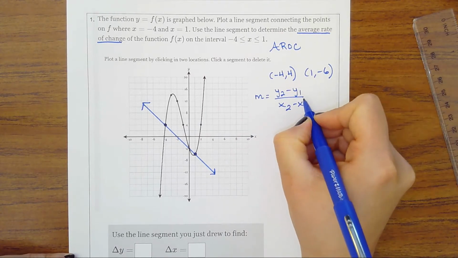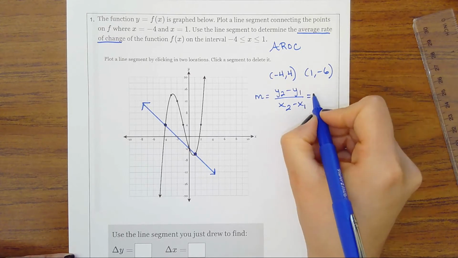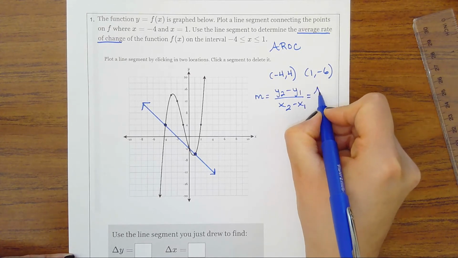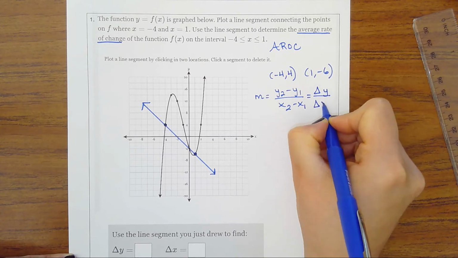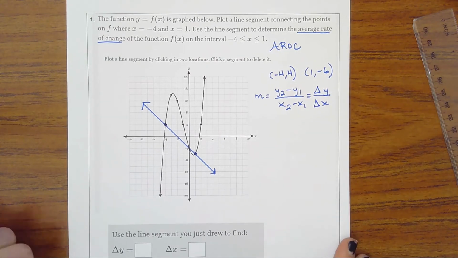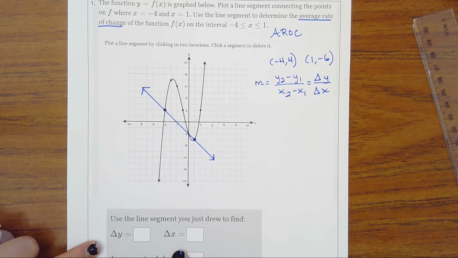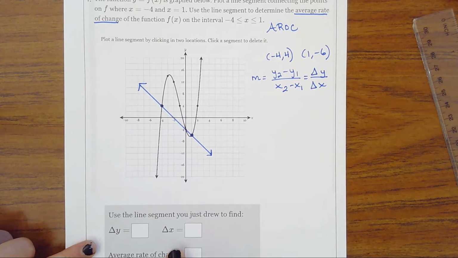The other thing you need to know is that there's a symbol for change, and it's a little triangle. So I could also say it's the change in the y values divided by the change in the x. And you'll see that at the bottom here, what they're wanting. It's called delta, and it's just a symbol for the change in.